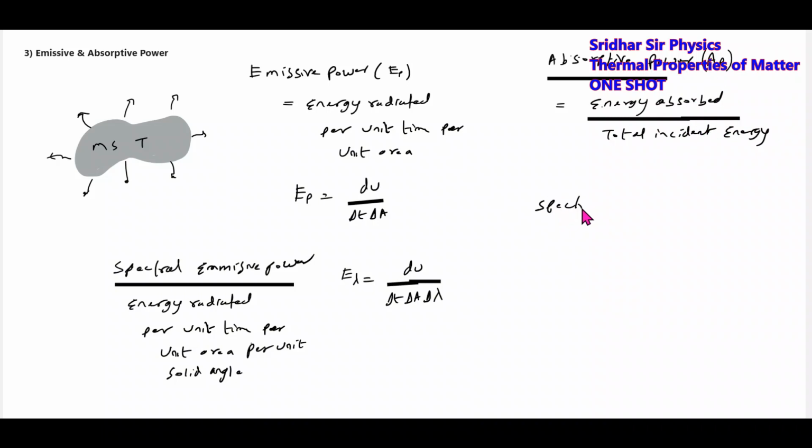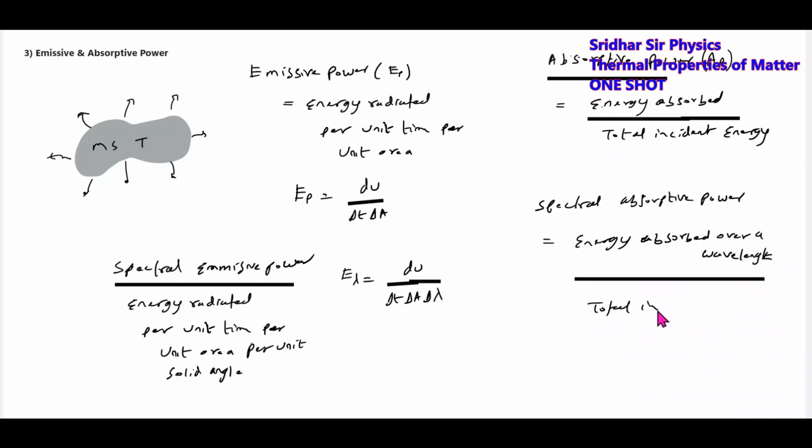So next, spectral absorptive power is equal to the energy absorbed over a wavelength by the total incident energy over that wavelength. So absorptive power is the total energy absorbed to the total incident energy. If a given body absorbs 50% of the incident energy, then its absorptive power will be 0.5.